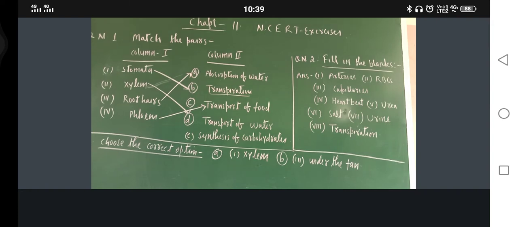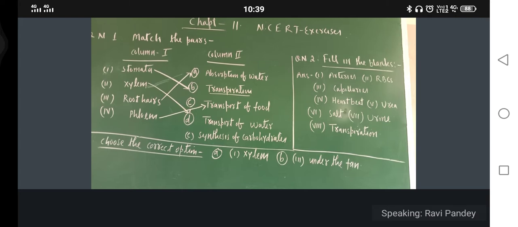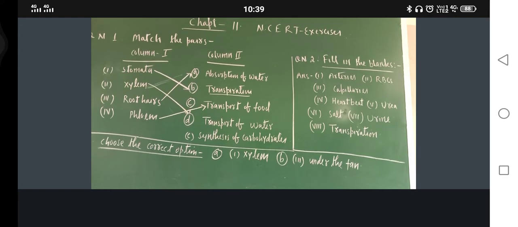Second one is: hemoglobin is present in dash dash cells. Hemoglobin is present in RBC, and because of the presence of hemoglobin, blood appears to be red. Third is: arteries and veins are joined by a network of dash dash. They are joined by a network of capillaries. The answer of the third one is capillaries.